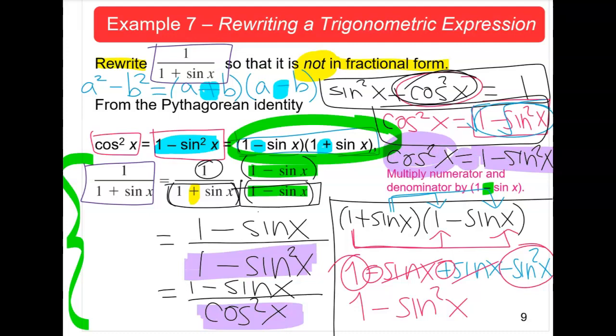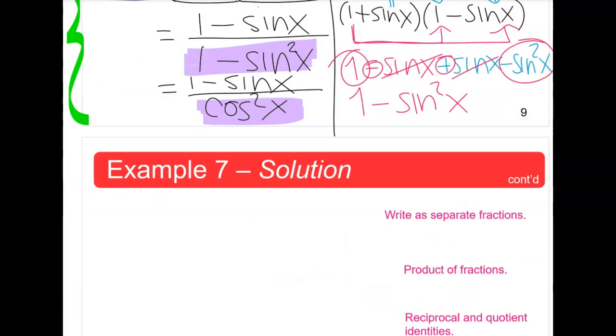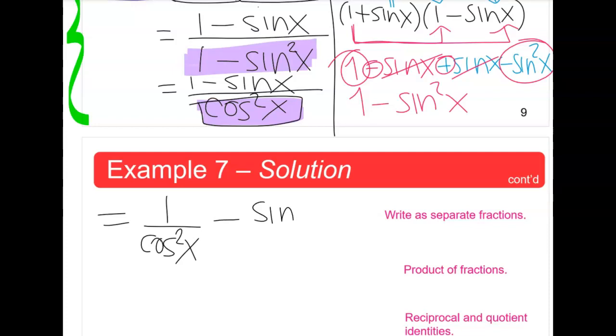So we're almost there. We're not going to have a fraction. So what I'm going to do next is to separate the fraction, or split the fraction. So that will be 1 divided by cosine square x, because the denominator that I have here is dividing both the 1 and the negative sine x. So minus sine x, that is not square, it's just sine x, divided by cosine square x. Okay.